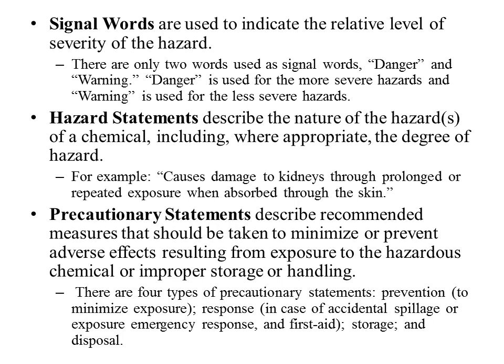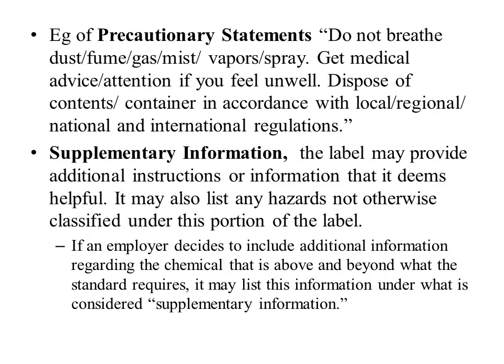One is prevention, that is, how the exposure can be minimized. The next precautionary statement will be related to response. Suppose a worker gets in contact with the chemical because of accidental spillage or exposure, what is the response? Next, it says how to store and how to dispose. So these are the four precautionary statements that will be provided in the label: prevention, response, storage method, and disposal method. All of these will be mentioned in the precautionary statements.